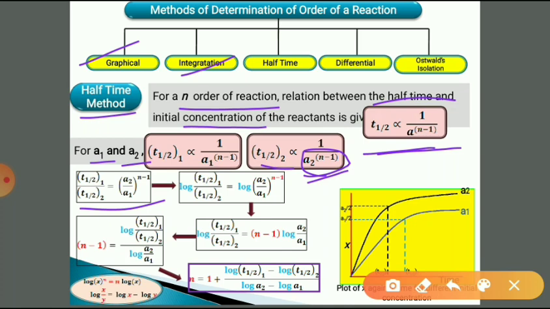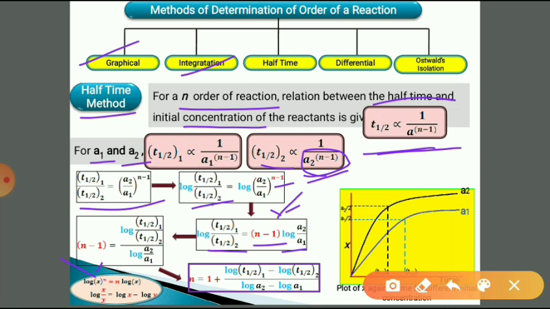Now after obtaining this, we apply the log on both sides, so we get log of t half 1 upon t half 2 equal to log of a2 upon a1 raised to n minus 1. This is exactly in the form of log of x raised to n equal to n log of x, so we can modify this equation. We get log of t half 1 upon t half 2 equal to n minus 1 into log of a2 upon a1.